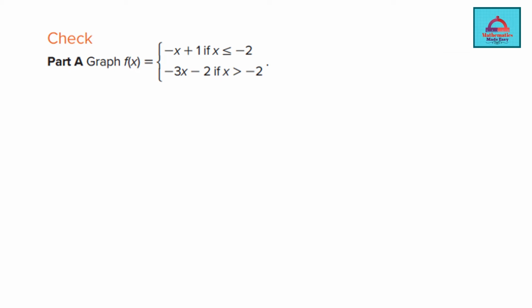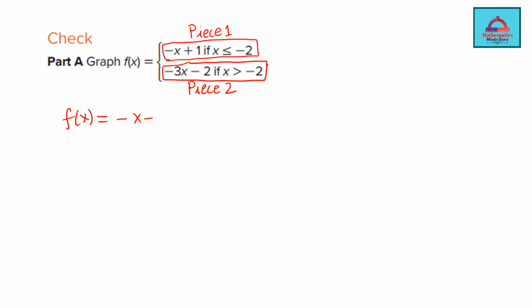Let's graph f of x. It is in two pieces. This is the first piece, or the first part of the function. Because it is a piecewise function, this is piece 1, this is piece 2. Now when we do the graph of this piecewise function, we have to do it in two parts or two pieces. So let's first graph f of x equal to minus x plus 1 if x is less than or equal to minus 2. So now the domain is defined as x less than or equal to minus 2.